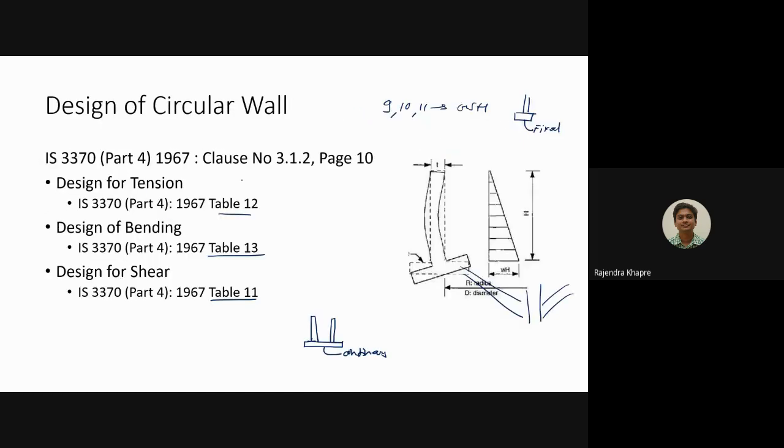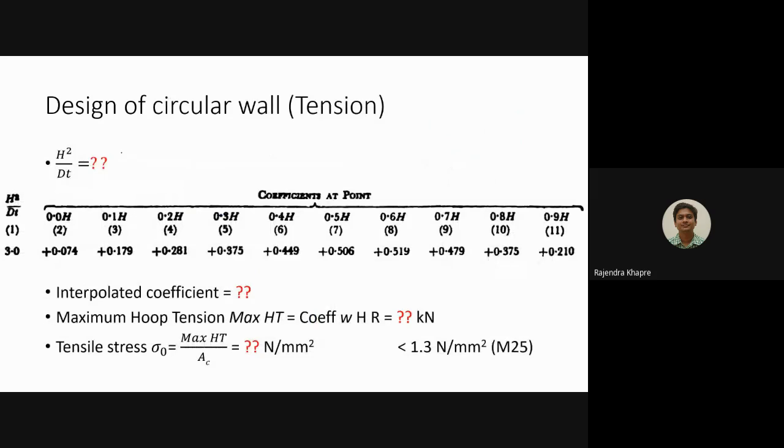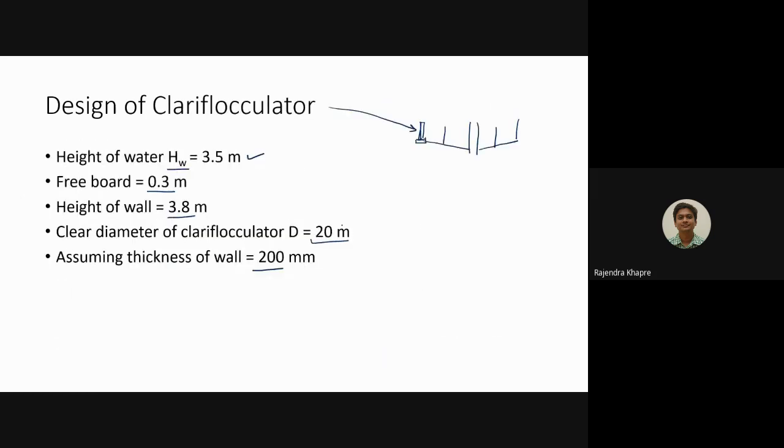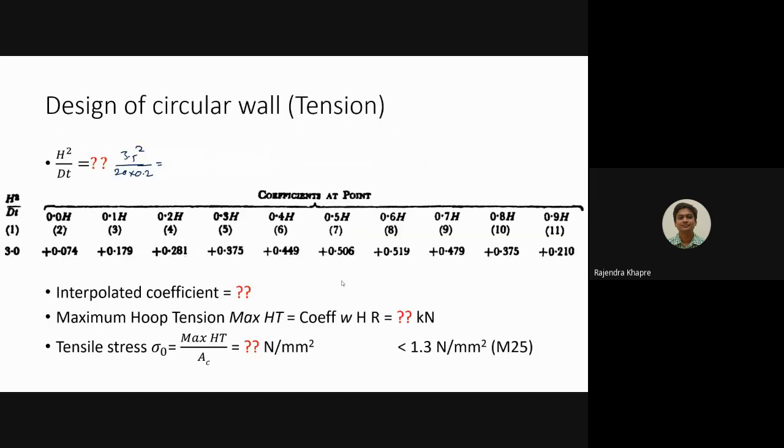So here I'm just going to put 3.5 square divided by the diameter, which is 20, and the thickness is 0.2 meters, because we have taken the diameter as 20 and thickness as 200 mm, that is 0.2 meters. Now can anybody tell me what is H square by DT value, please? Batao.